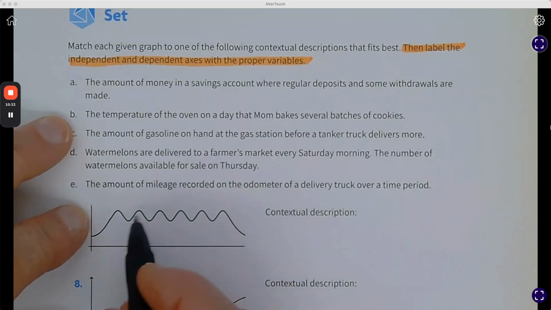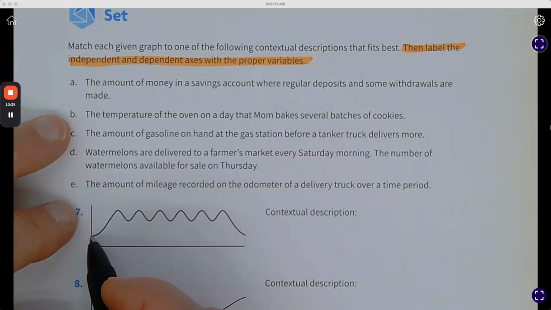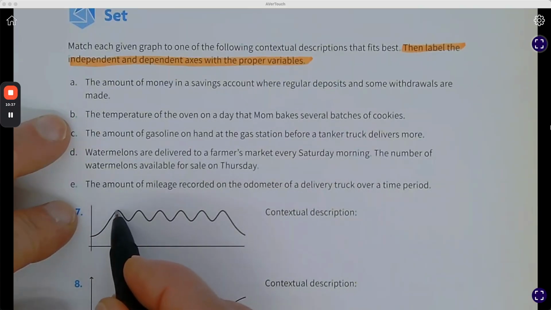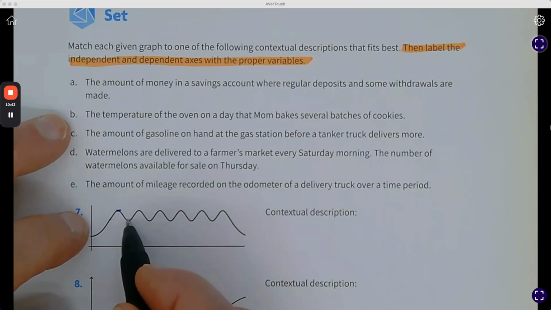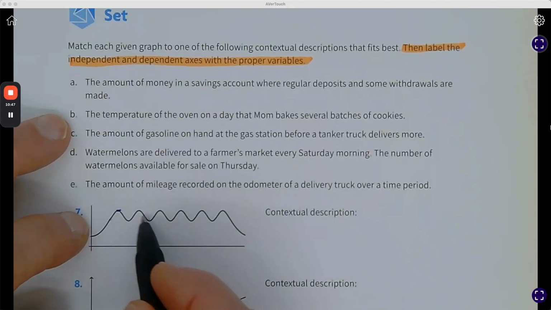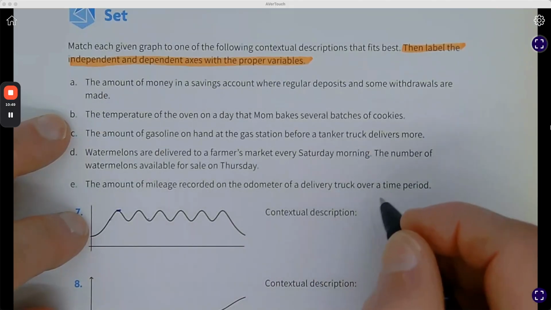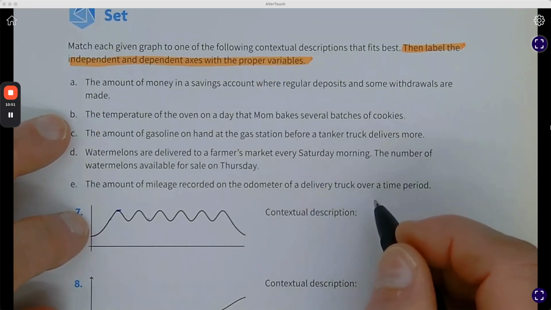The temperature of an oven on a day when mom's baking several batches of cookies. I think that's it, right? So oven is preheat oven, boom, boom, boom. Put the cookies in. They cook. You open up the door, pull the cookies out. Oven has to heat up. Cookies in, cook. Pull the cookies out, blah, blah, blah. So this is B.